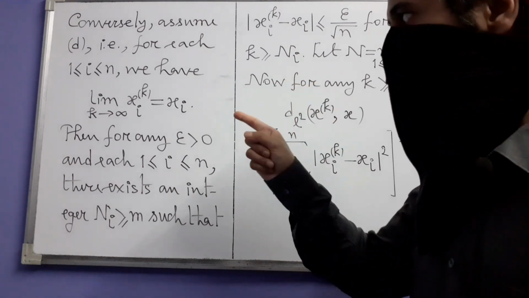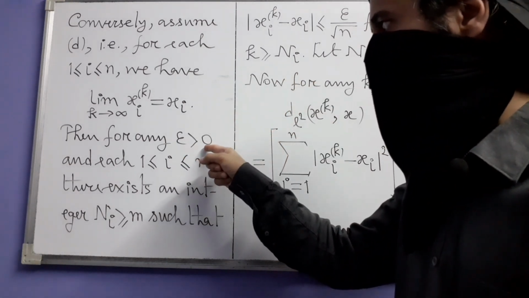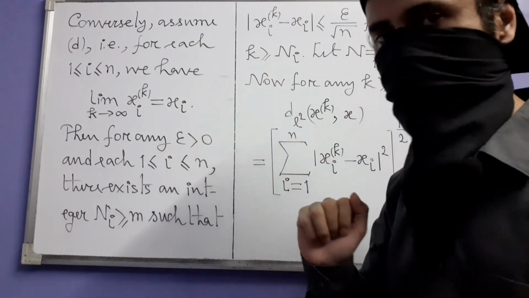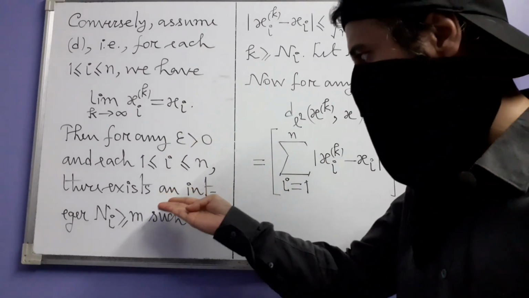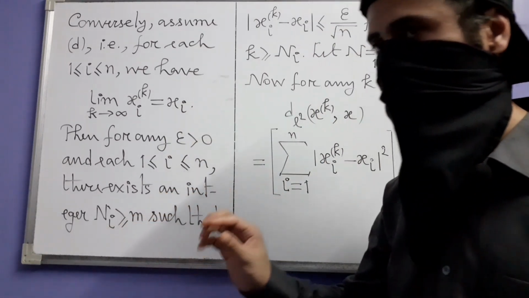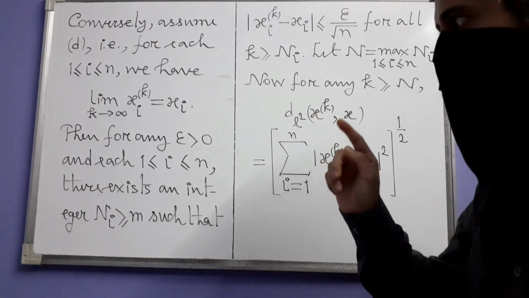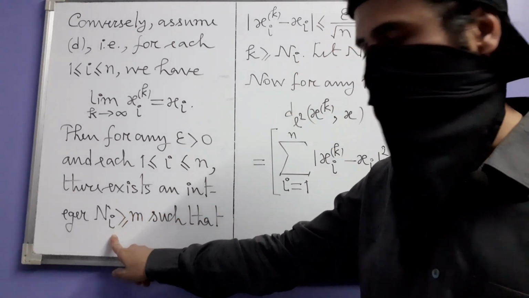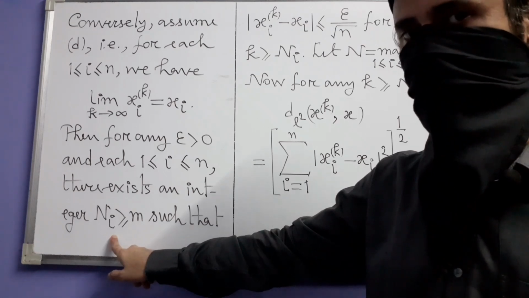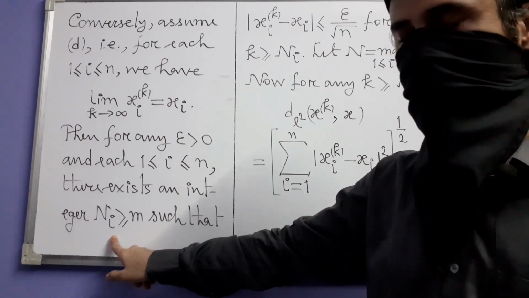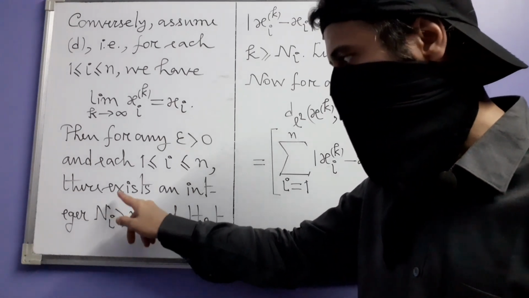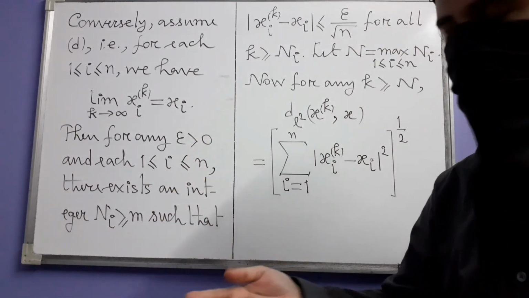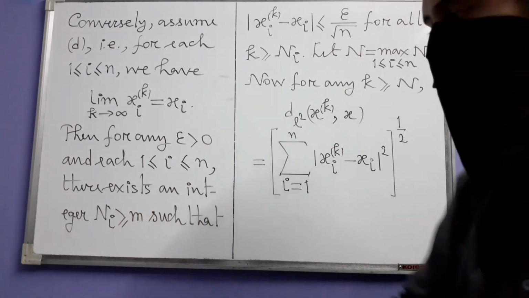So for each such i and any epsilon greater than 0, if we write what this limit means, then there exists an integer n_i, because this integer is for that specific i, so we write n_i to show the dependence of n on i. Or if you want, you can write n within round brackets, n(i). That n is a function of i, but this is also okay.